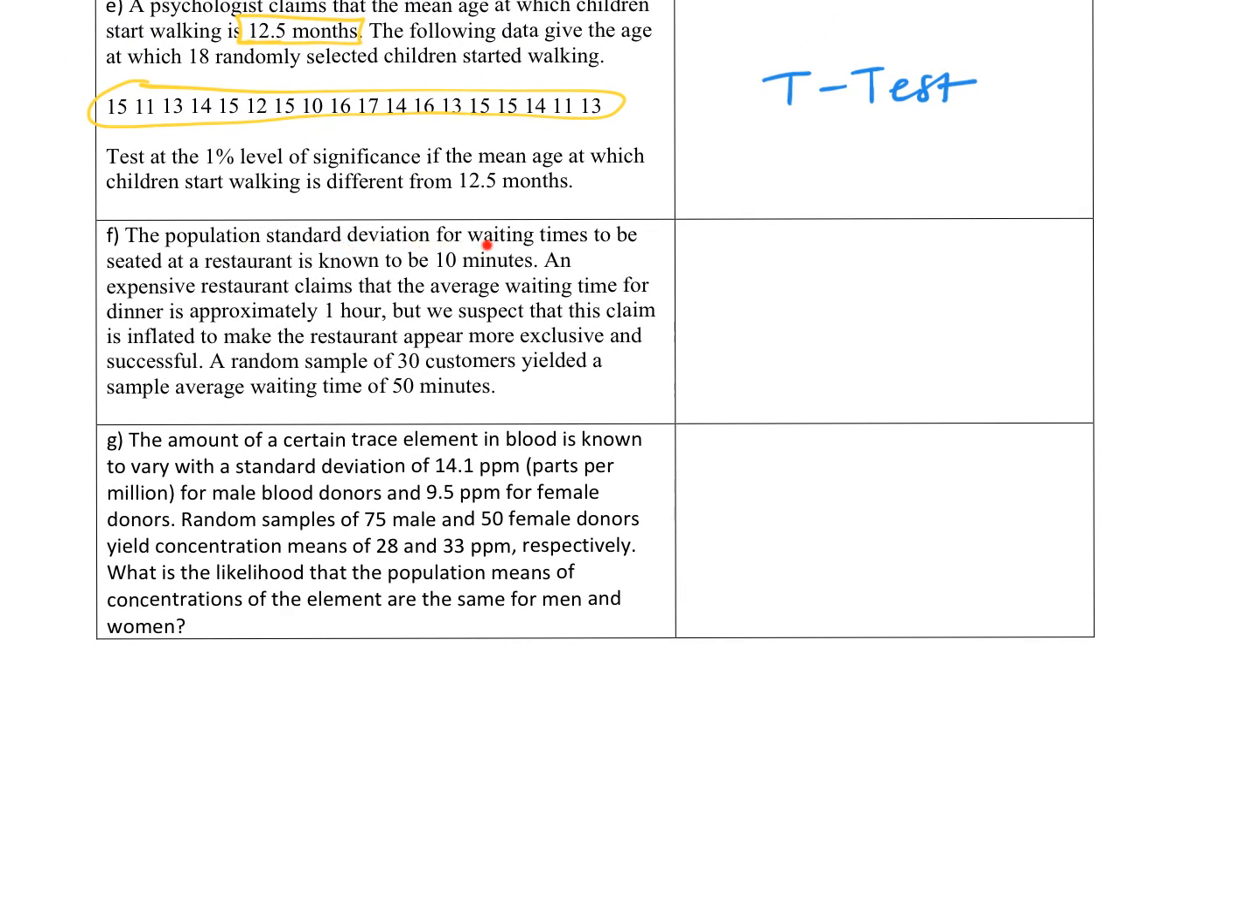The population standard deviation for waiting times to be seated at a restaurant is known to be 10 minutes. Cool. I know I'm dealing with Z of something. An expensive restaurant claims that the average waiting time for dinner is approximately 1 hour. Okay. Expensive, 1 hour. But we suspect this claim is inflated to make the restaurant appear more exclusive and successful. A random sample of 30 customers yielded a sample average waiting time of 50 minutes. 1 sample, numeric data, we know things about the population. This is going to be a Z test.